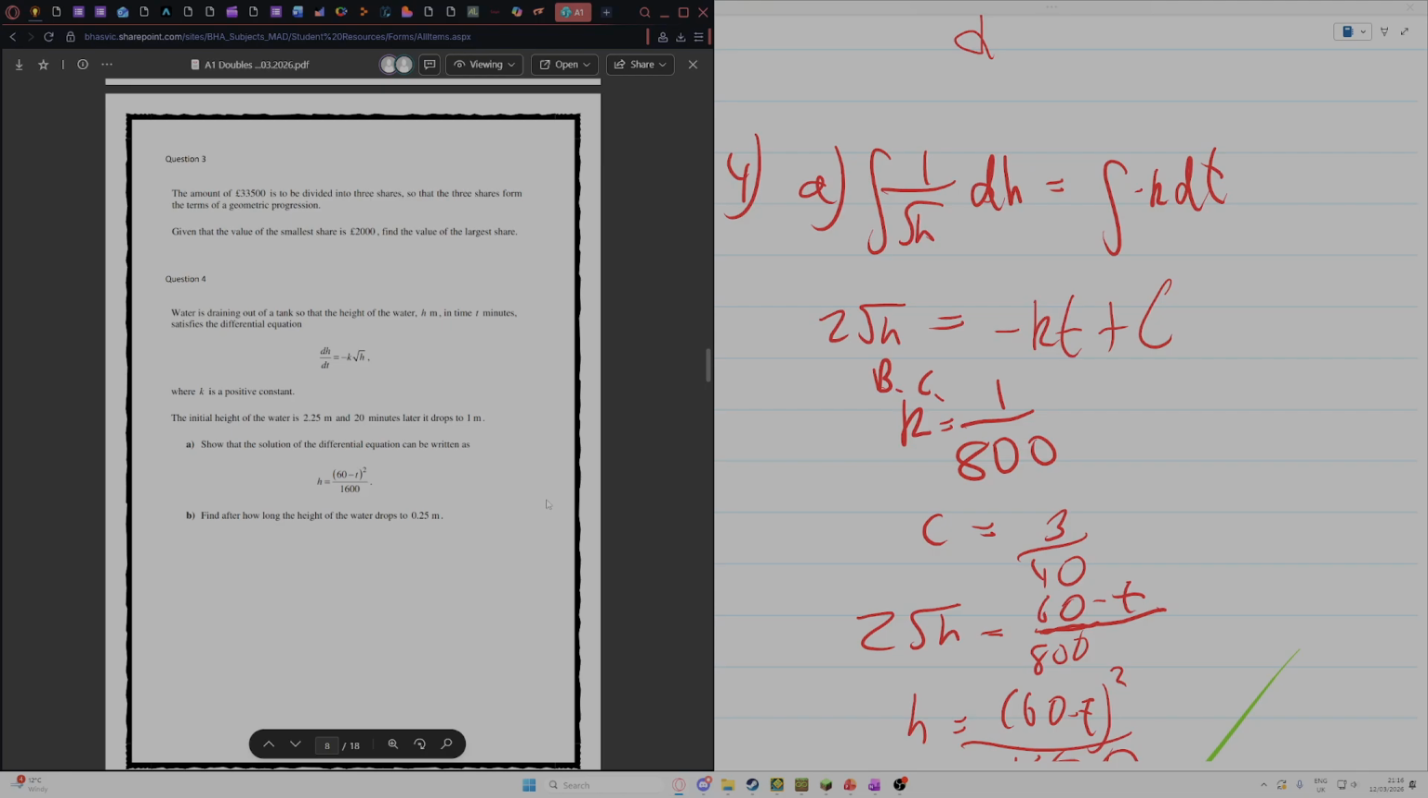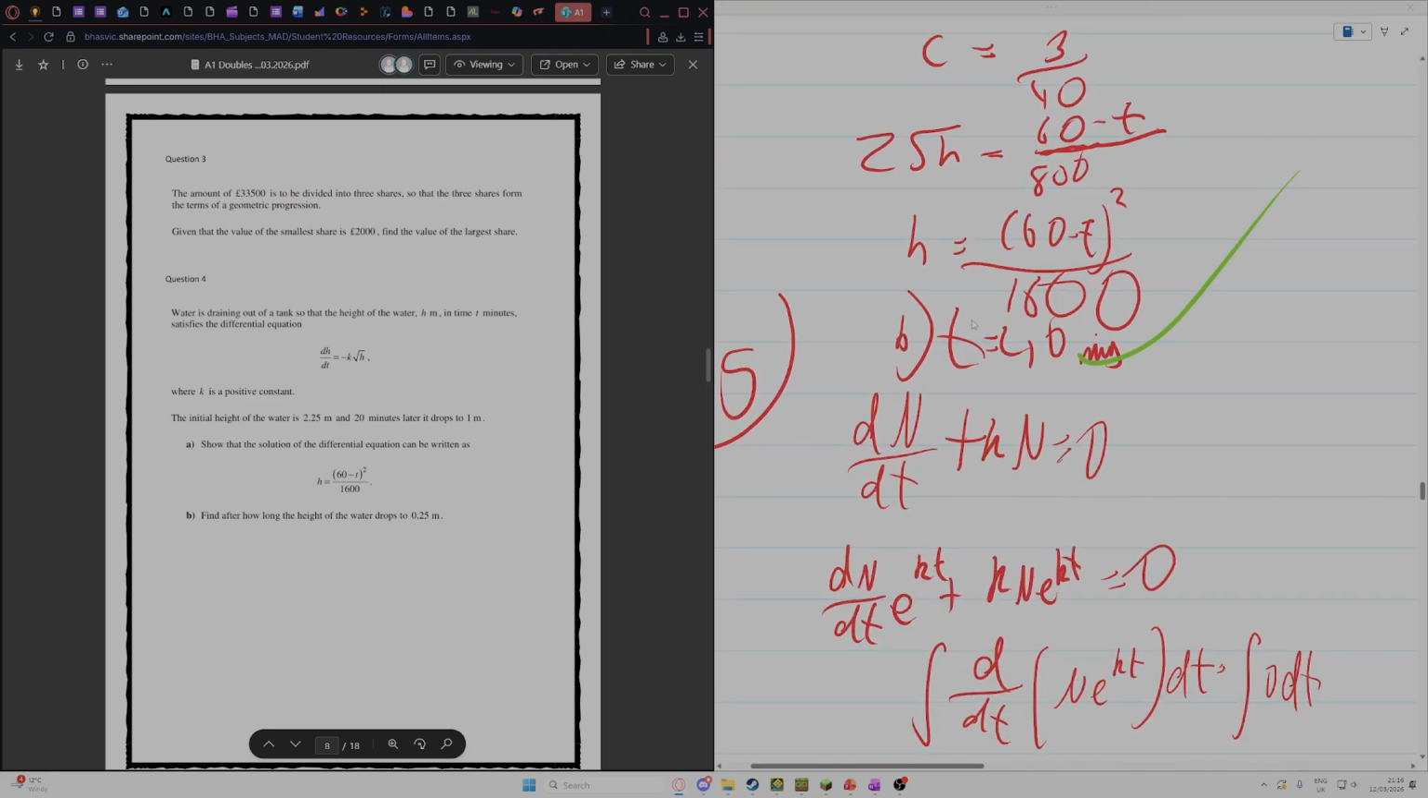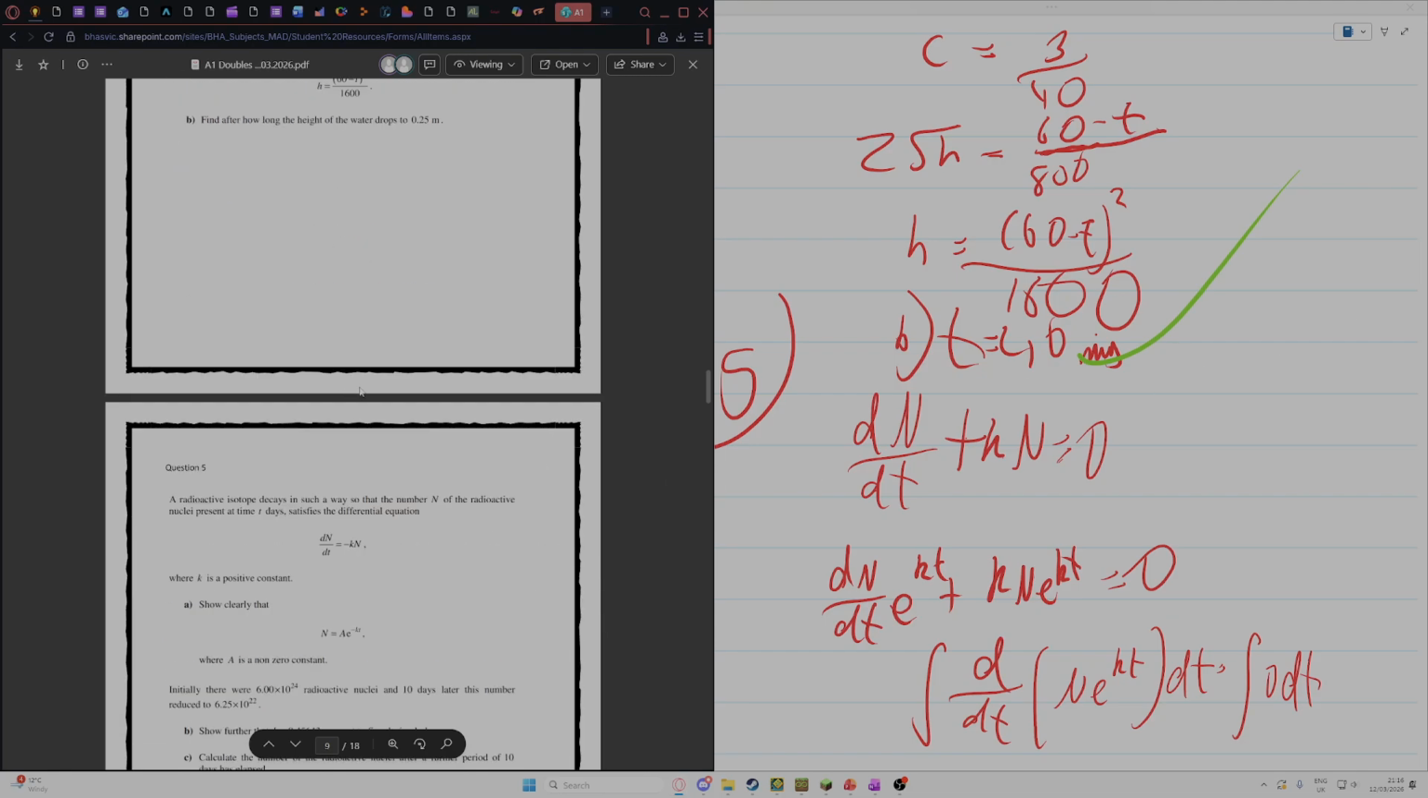So this is just a normal differential equation. Normal, very standard separation of variables. Yeah, cool. And then just substituting values in.